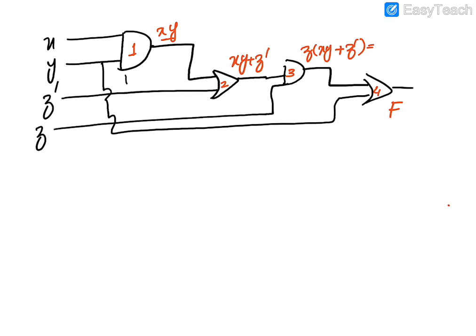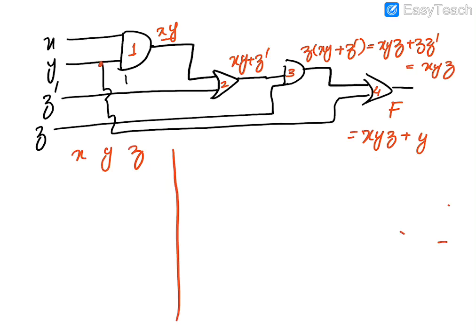You can simplify it. It will be equal to x, y, z plus z into z prime, and this is equal to x, y, z, because z into z prime is equal to 0. And the output of gate number 4 will be OR of x, y, z and y. Okay.